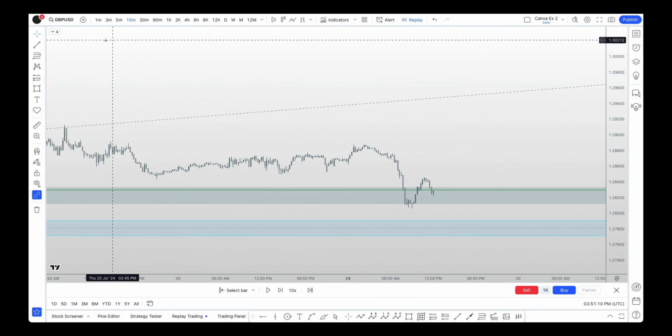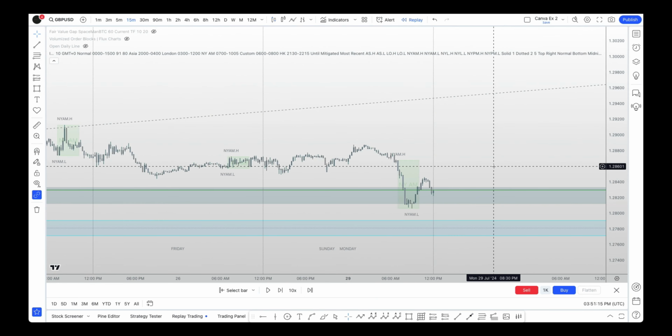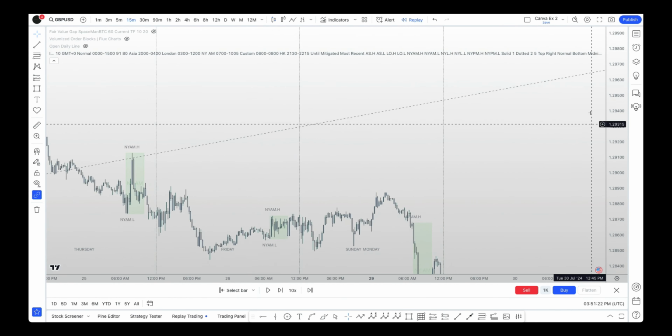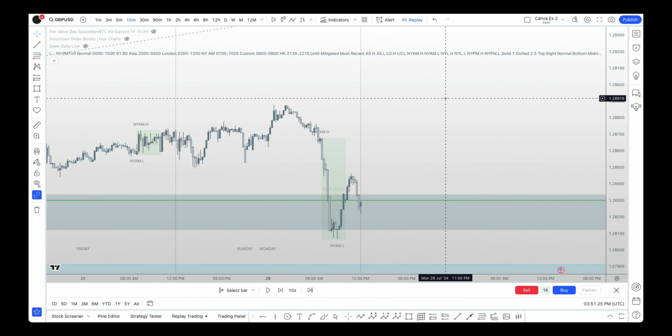So now we're going to drop down to the 15, and again, number 2, once your POIs are marked up, drop down to the 15, mark up anything important on your chart, blah blah blah. You already know, y'all already gone through this.